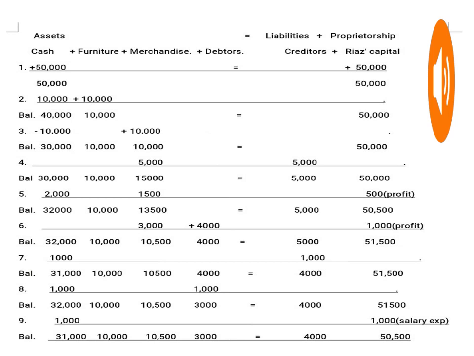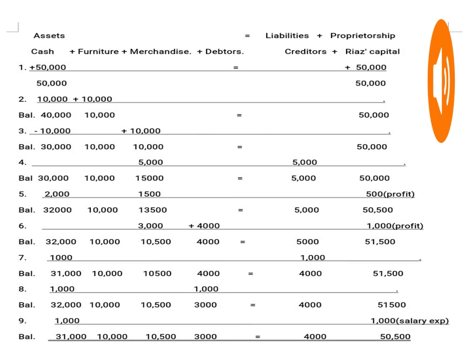Transaction number 6. Sold merchandise on credit to Rashid for rupees 4,000, which cost rupees 3,000. This transaction is also similar to transaction number 5, but the difference is that transaction number 5 was a cash transaction and this transaction is a credit transaction. In this transaction, accounts receivable, or debtors, increased, merchandise decreased by the amount of rupees 3,000, and 1,000 is added as a profit in the capital account.